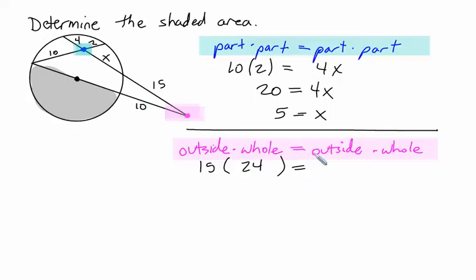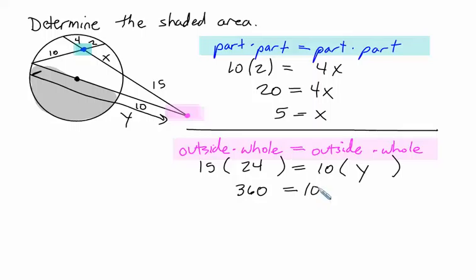On the bottom portion, the outside part is 10. We don't know the whole thing. Let's call the whole thing something, but we can't call it x. We've already used an x, so it might be wise to go with y. And as we solve, 15 times 24 is going to be equal to 360. So we get 360 is equal to 10 times y. And we'll divide both sides by 10 and get that y is equal to 36.